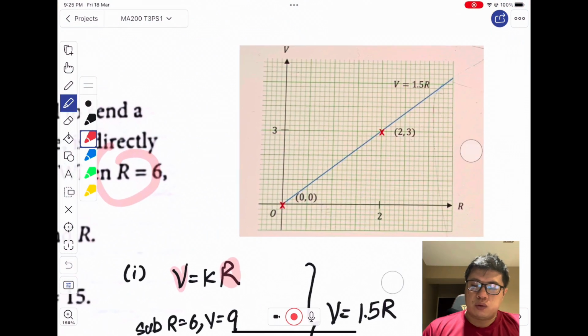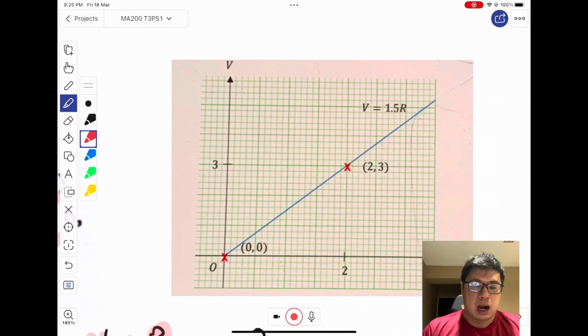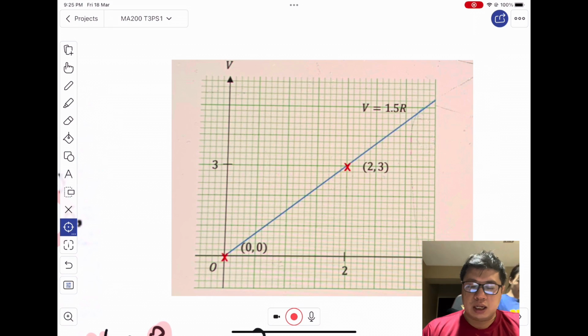Finally, we are to sketch the equation of V against R. This is nothing but a linear equation. So we have V against R, V equals 1.5 R, which is in the form y equals mx plus c. Okay, thank you.